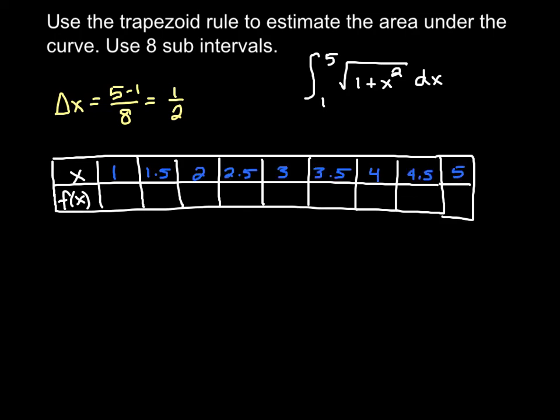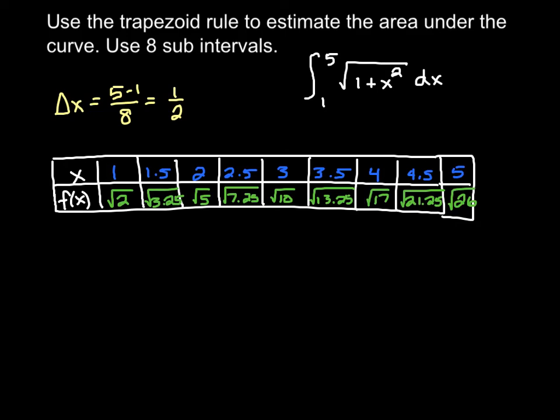Now I'm going to evaluate each one of these x values inside the function, the square root of 1 plus x squared. So these numbers came from just plugging these numbers into this equation, and then simplifying as far as you can. I just left inside the square root. No reason to make it difficult on yourself for now. Now we're going to plug into the trapezoid rule.